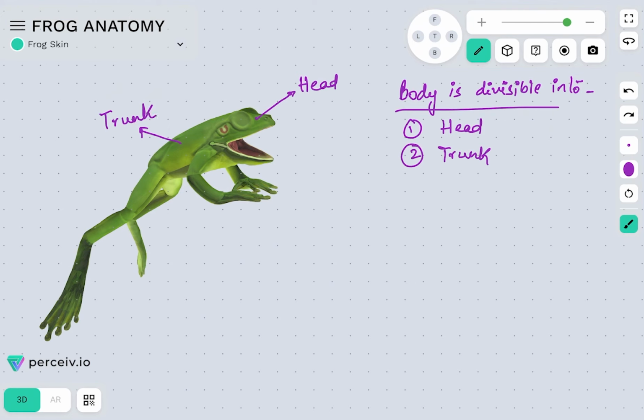It is basically divisible into head and trunk, while the neck and tail are usually absent, and this is the mouth part which we can see present inferior to the head. So neck and tail are usually absent.